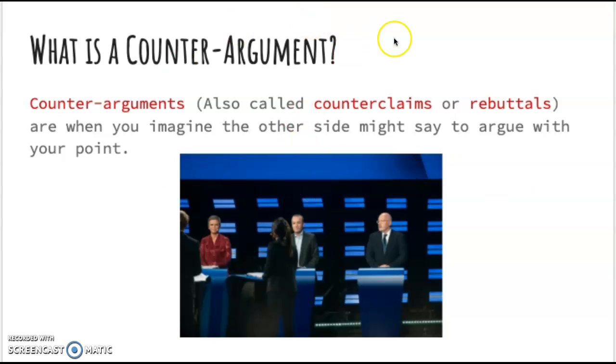Hello, so today we're talking about something that's very important in persuasion, and that's called the counter-argument. A counter-argument is also called a counterclaim or a rebuttal, and this is basically when you think ahead and imagine what the other side, the other person, might say to argue with your point, and you call them out on it and use it against them before they even have a chance to argue with you.